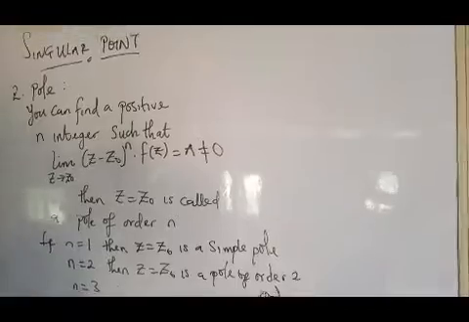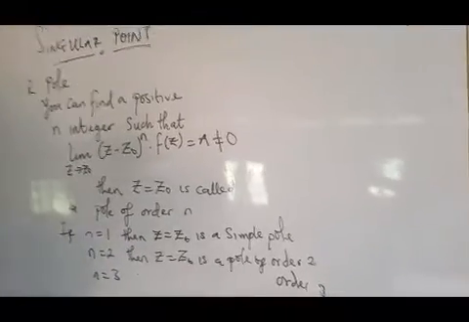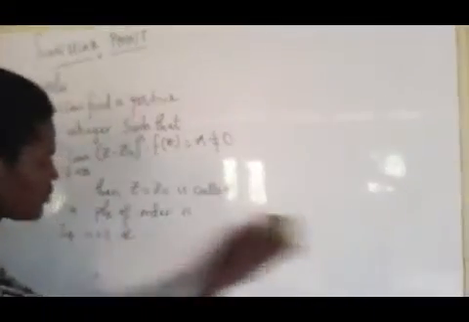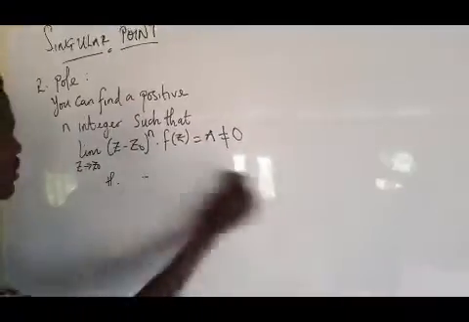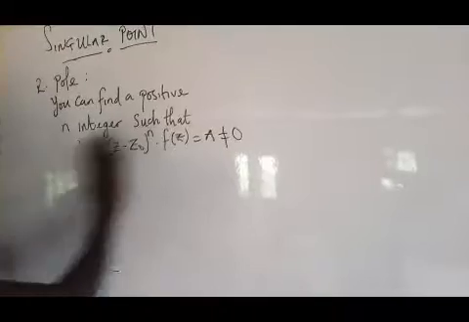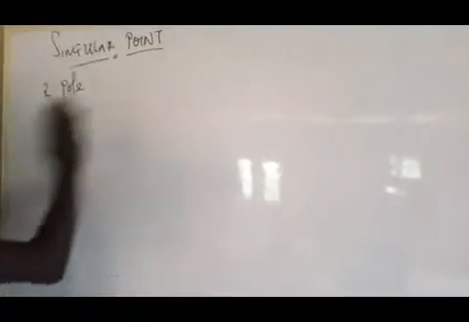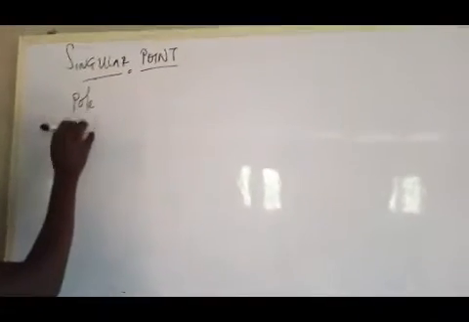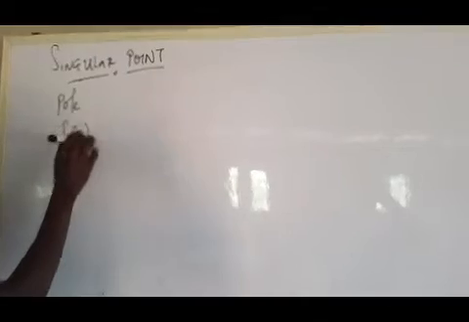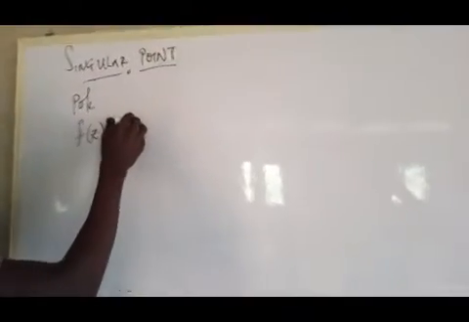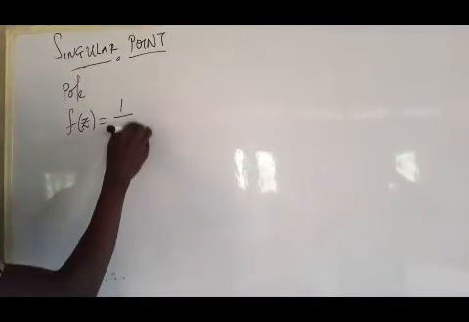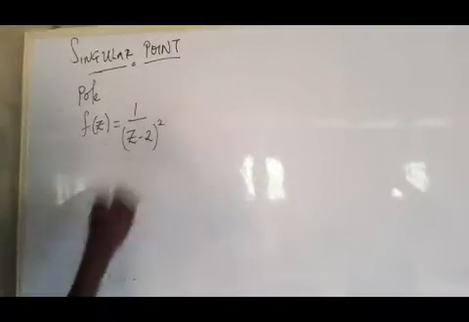Alright, so let's see an example under that before we wrap up this class. So don't forget, this is the major formula that we use under pole. Alright, still under pole. So let's see an example still under pole. Let's say f of z equals 1 over z minus 2 all square.